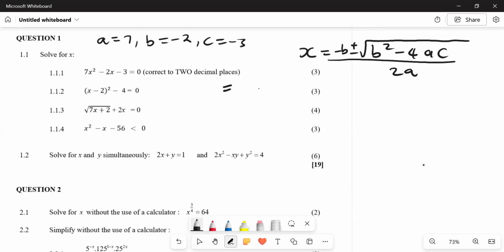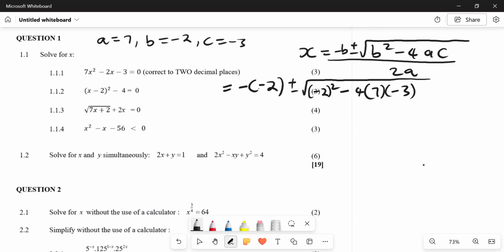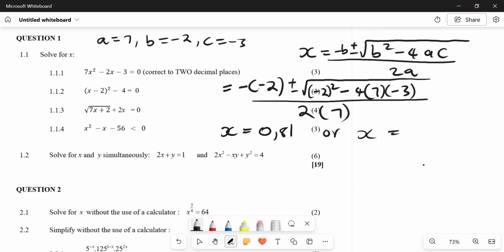So x equals, you have your negative 2 there for b, plus or minus the square root of negative 2 all squared, minus 4, your a is 7, and your c is minus 3. Close the bracket, and then divide by 2 times 7. Then you use your calculator to get the first solution of 0.81, and the second solution you will get is negative 0.53.